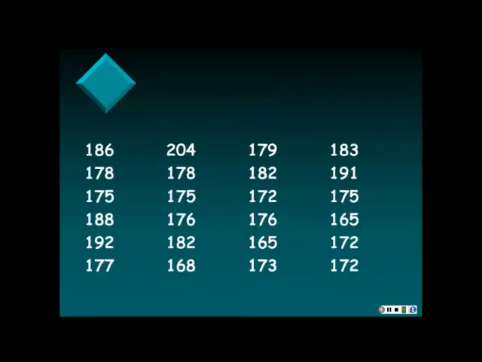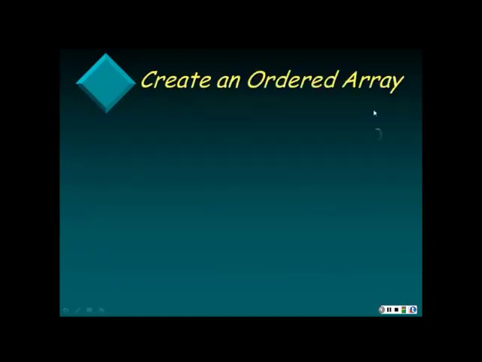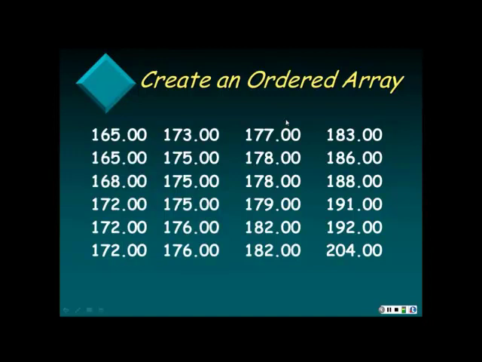We've got 24 cups of coffee and the temperature of each. Well, I can tell you that 204, that's a pretty hot cup of coffee. So I'm going to put them in order. You can tell that I did this with SPSS because it put in the 0.00 after every number. But they're still the same numbers. Now they're in order.